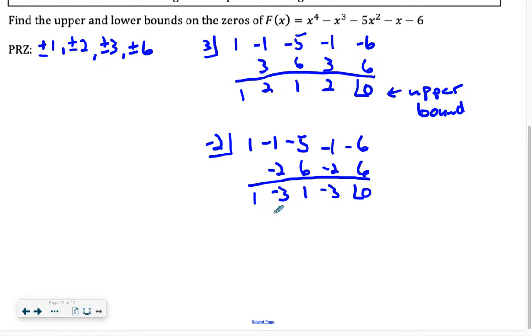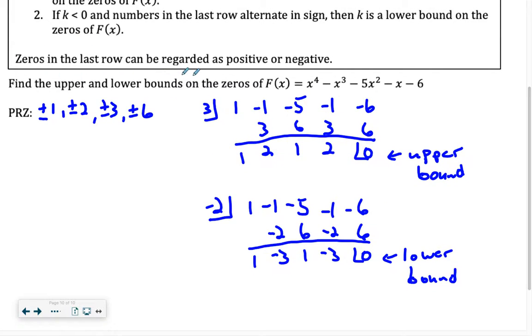here that since I'm alternating signs every time, positive, negative, that means that -2 is a lower bound. That means that no zeros are less than -2. I can immediately discard -3 and -6 off of my list. Now note, zeros in the last row can be regarded as positive or negative. So if I would have gotten a 0 here, for example, we could think of that as negative.